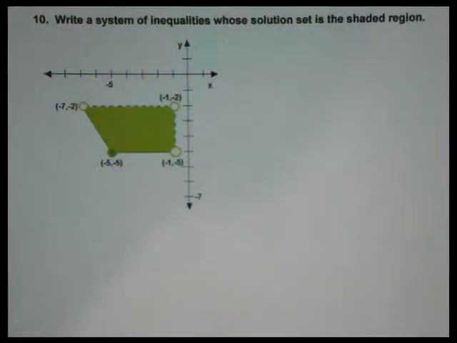Exercise 10. Write a system of inequalities whose solution set is the shaded region. Okay, looking at this shaded region, well, it's convex and it has linear boundaries.